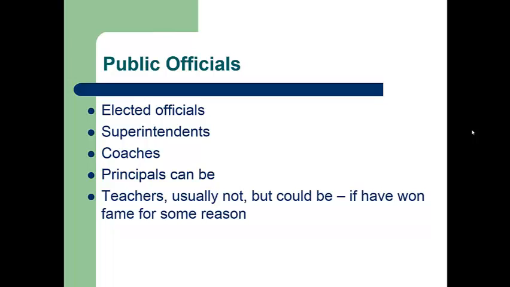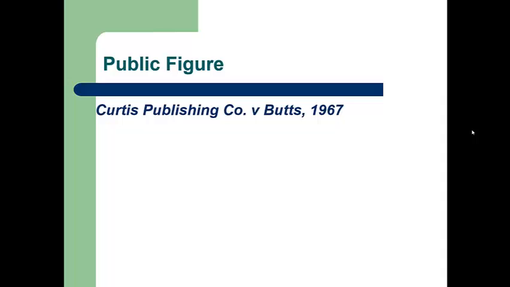The way that coaches and teachers become public officials, and this is almost on a case-by-case basis, if I understand it correctly, is that if they are in the public eye enough. So who defines enough? Well, the court's going to define enough. But if they're in the public eye enough, then they can become a public official. Otherwise, they are not public officials.